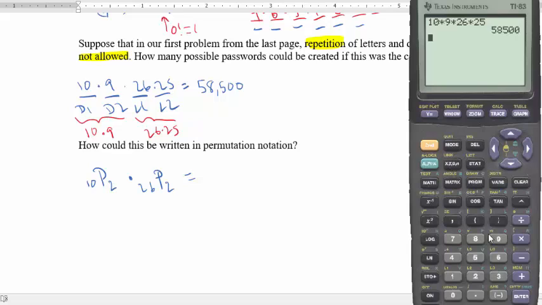So again, if we try this on the calculator, this is kind of silly. It's a lot of typing just for a quick calculation, but just to verify it, you do 10p2 times 26p2. That looks weird, but this should be correct. 58,500, right? It looks strange the way you have to type it in on the calculator, but it's correct. This is just saying 10p2 times 26p2, so you can verify there that you get the same thing. So that's another way of writing that calculation if you wanted to write it in terms of the permutation notation.